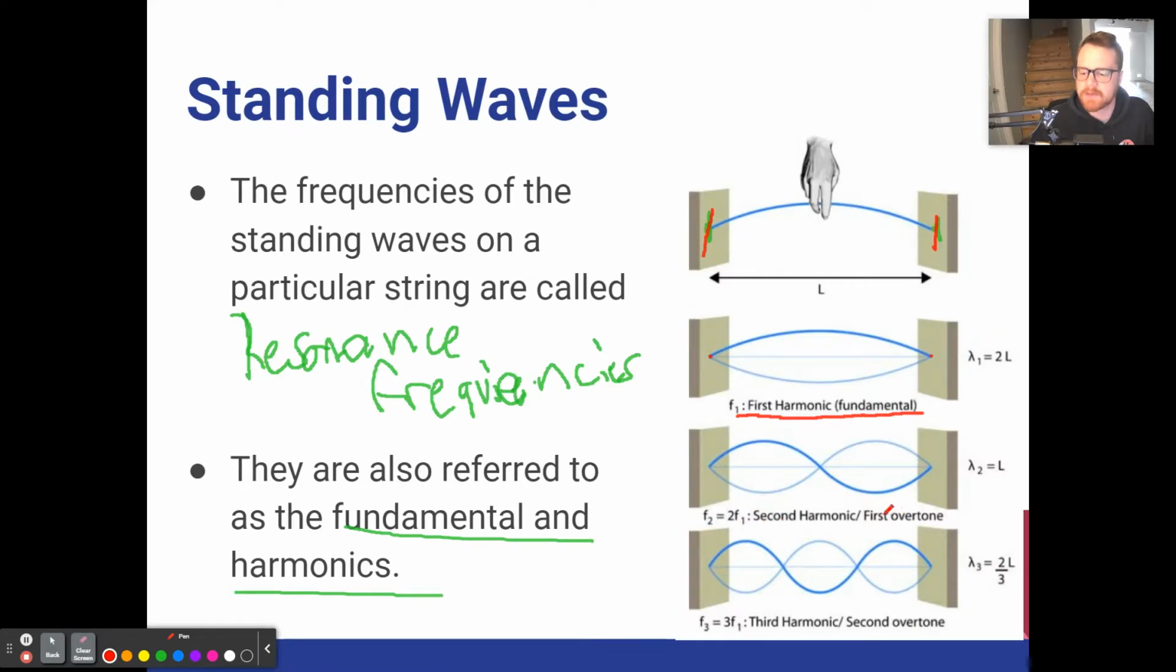Here we have the first overtone, or the second harmonic, which has three nodes, and it has two antinodes. Okay. And then there is the second overtone or the third harmonic, and this one has 4 nodes and 3 antinodes.